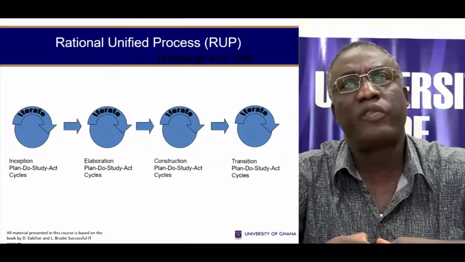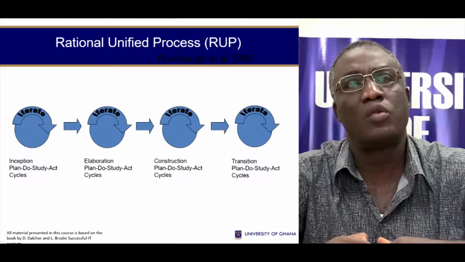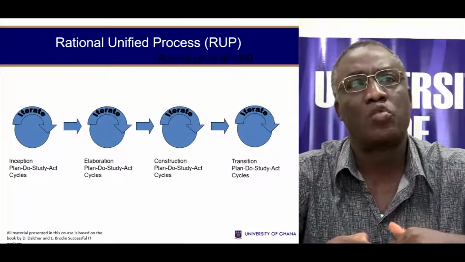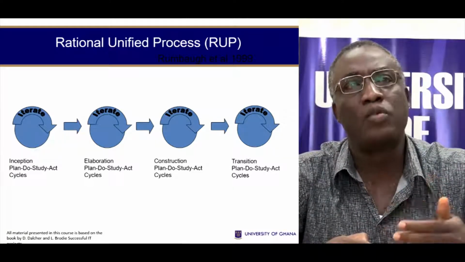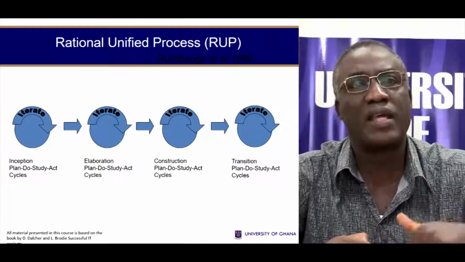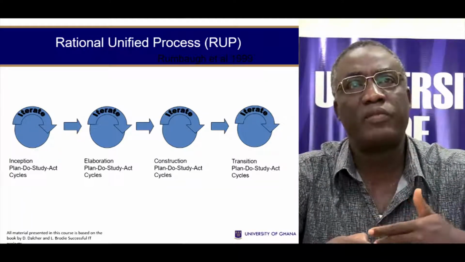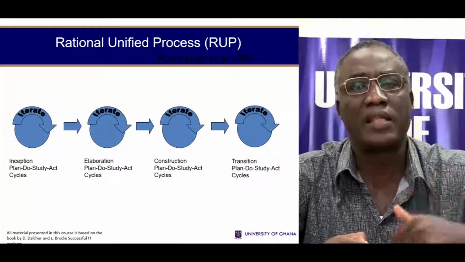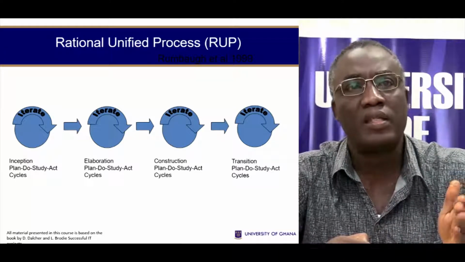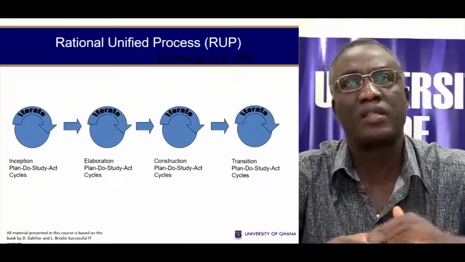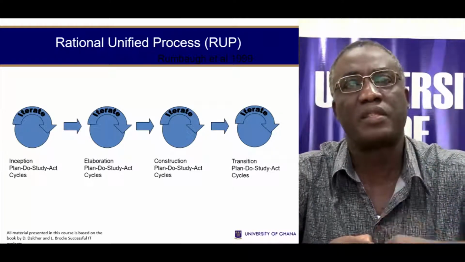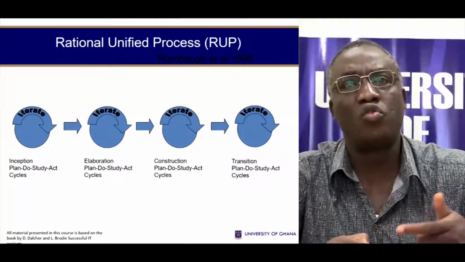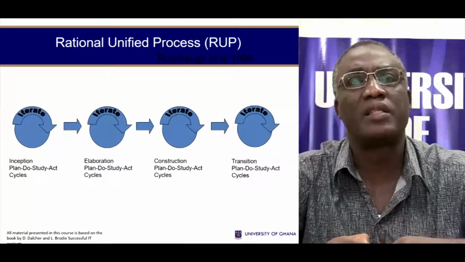In the rational unified process, you have phases again, and at each phase you iterate. There's an inception phase where you plan, do, study, act, and go through that cycle. Then you have the elaboration phase where again you plan, do, study, act. You go through the cycles at each stage. So you go from inception, elaboration, construction, and transition. At each phase, you have an iterative process of planning, doing, studying, and implementing.